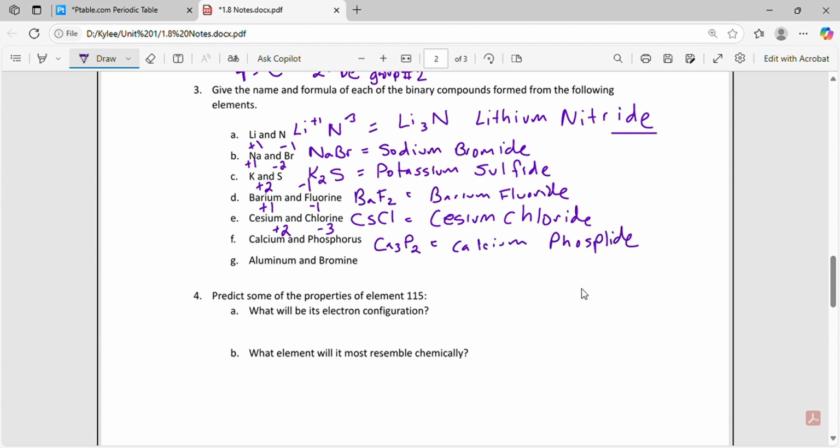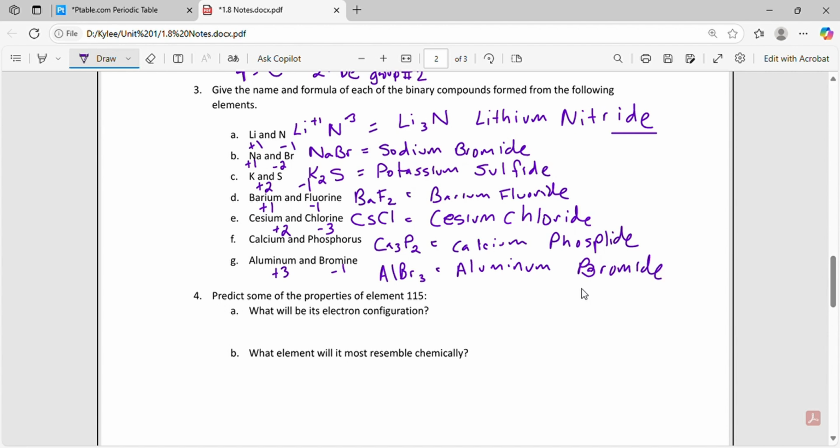And then the last one of this set, we've got aluminum. Aluminum's a +3 charge, bromine is -1. So I actually need more bromines to cancel this out. It would be AlBr3, and we call it aluminum bromide.